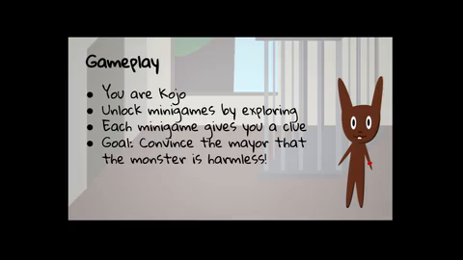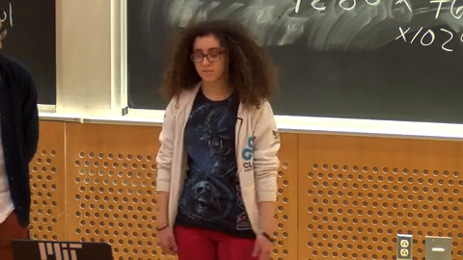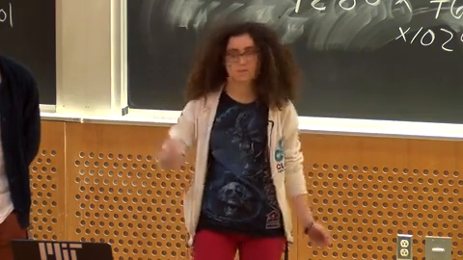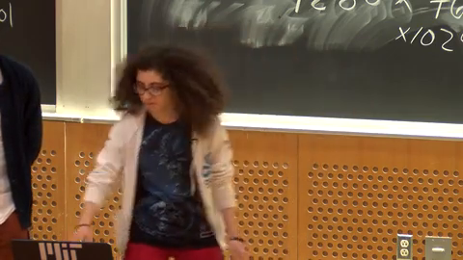Basic gameplay is you're the main character. This is Kojo, and you'll unlock minigames by exploring the map. Each minigame will give you a clue to prove that Sal is innocent, and your ultimate goal is to convince the mayor that Sal is a cool guy and he shouldn't be in that cage that you see in the background.